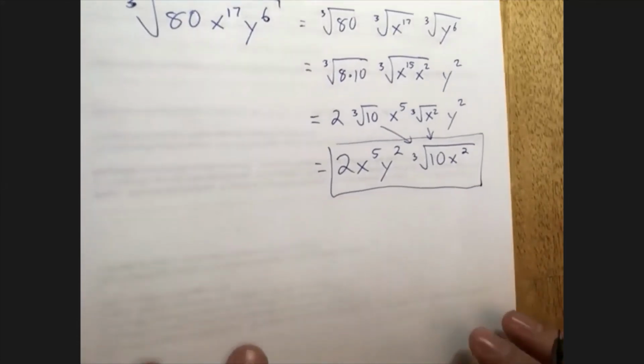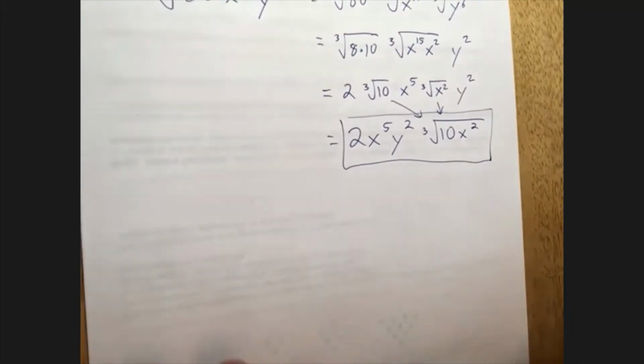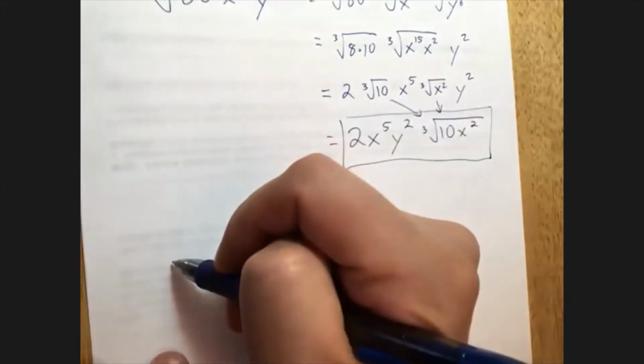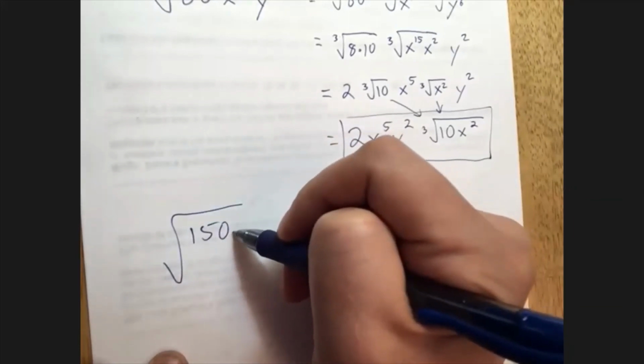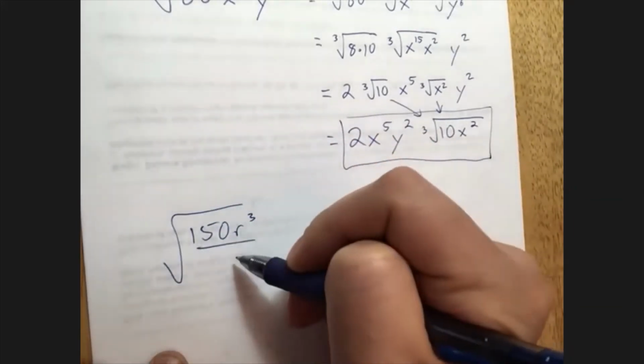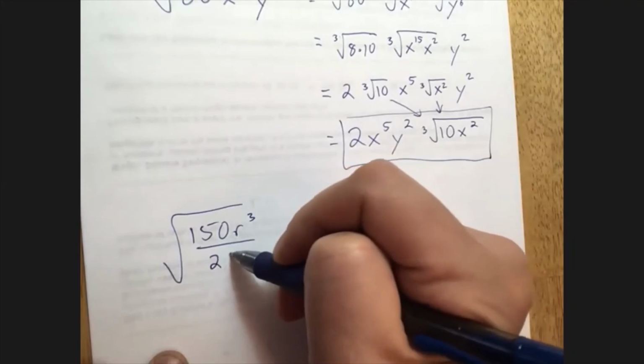We can do a similar thing with fractions. So let me do a problem like that. So the square root of 150 r cubed divided by 256.